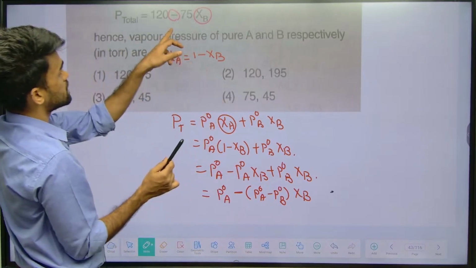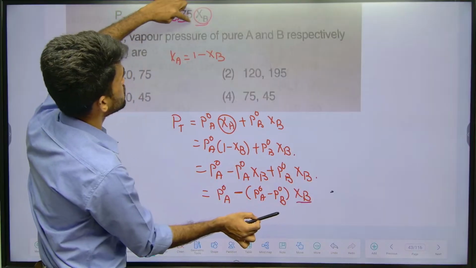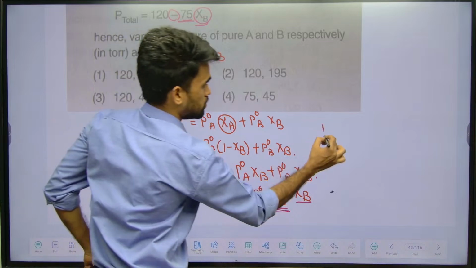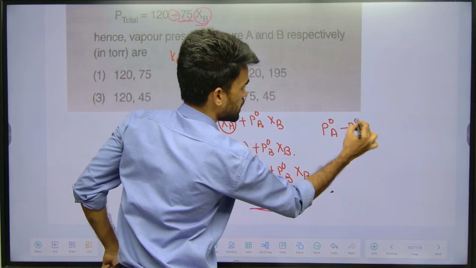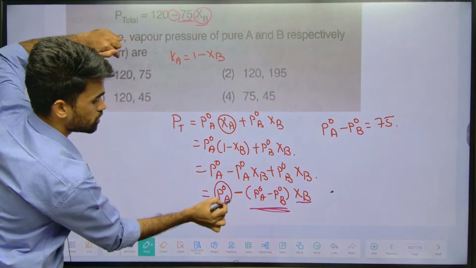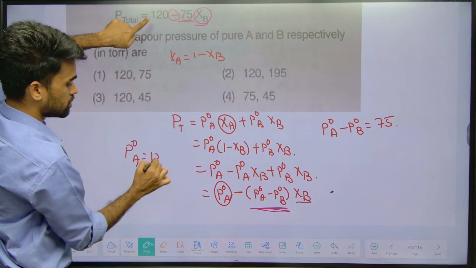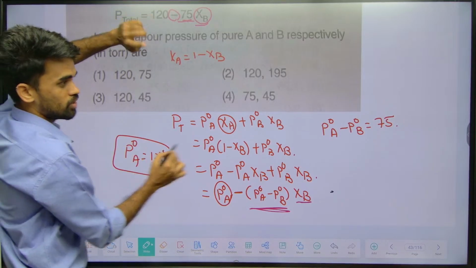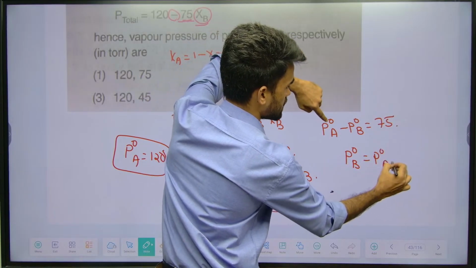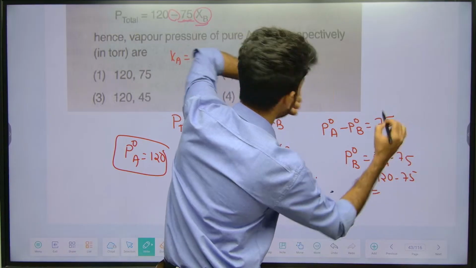Compare this equation with the given equation. In the place of chi B, beside it, how much value do you have? So 75 equals this number: P naught A minus P naught B equals 75. Next term, what do we have? It means P naught A is definitely 120. Clear, everyone? Now how much will P naught B be? P naught A minus 75, so 120 minus 75. How much will it be?